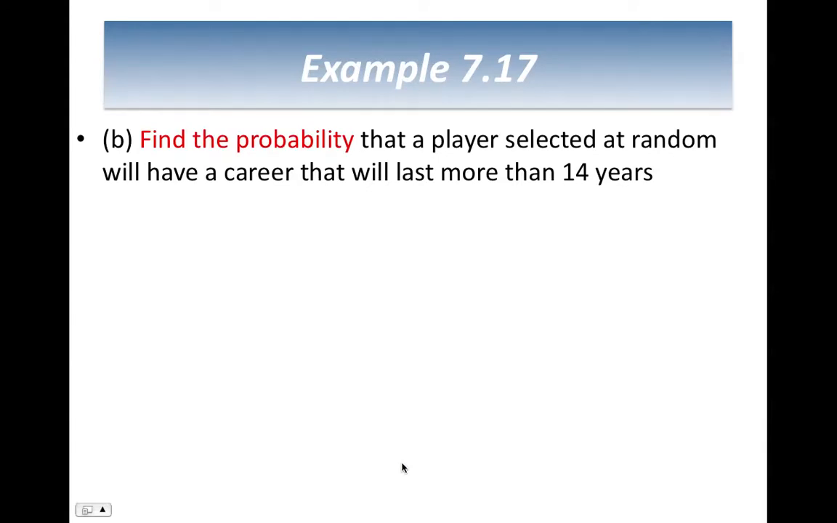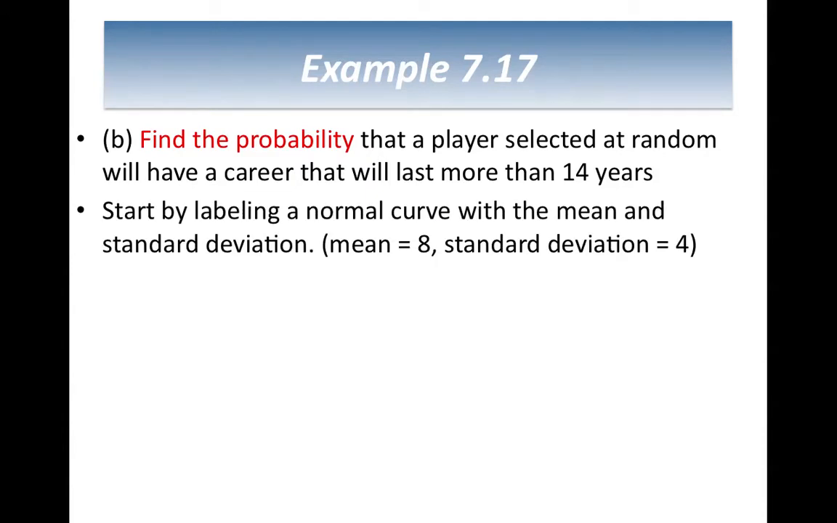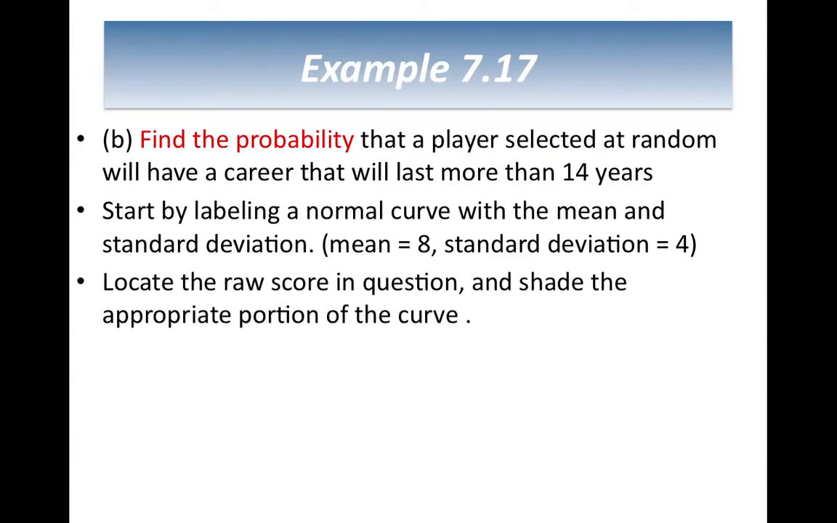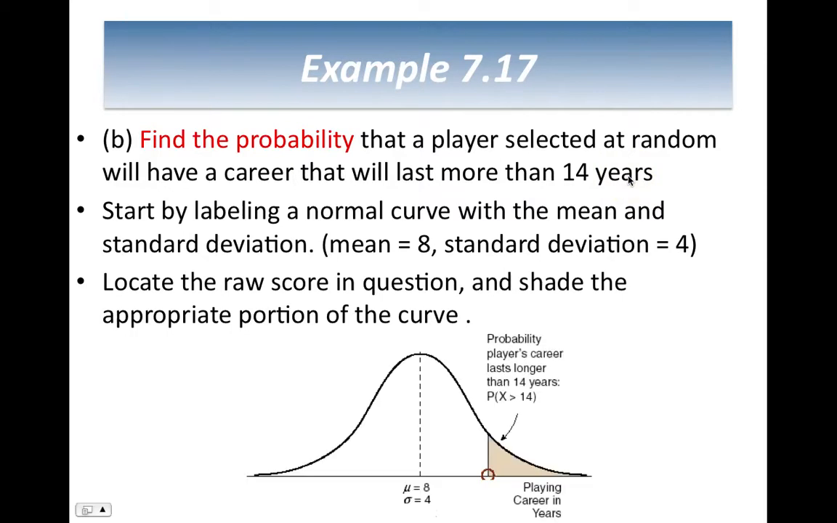Find the probability that a player selected at random will have a career that will last more than 14 years. Okay, our normal curve is going to be labeled again in the same fashion with our mean of 8 and a standard deviation of 4. 14 is our raw score that's being provided to us, and more than 14 represents the area on its right. So we start with an empty bell curve, and in the center we label mean equals 8, standard deviation equals 4.